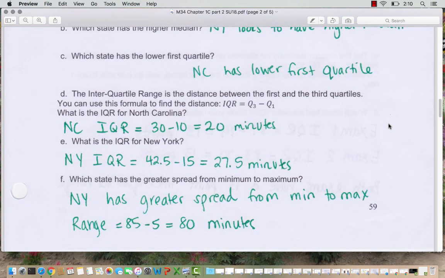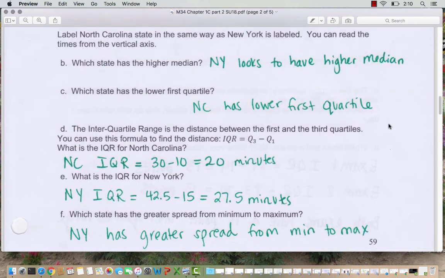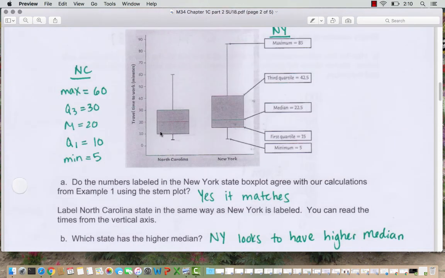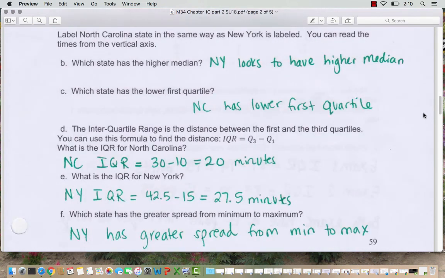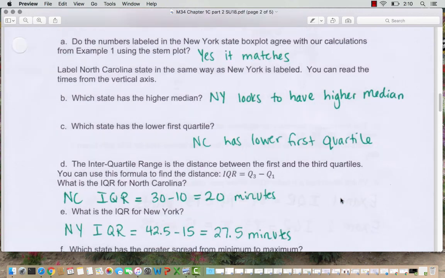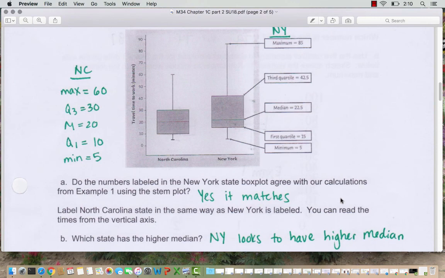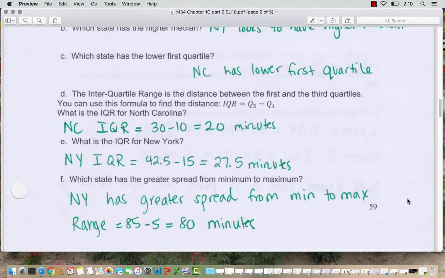So for North Carolina, the interquartile range, or IQR for short, is 30 minus 10, or 20 minutes. And you can see that here, from 10 to 30, that's 20 minutes in there. For New York, if we take our quartile 3, 42.5, minus quartile 1, 15 minutes, we get 27.5 minutes. And with our side-by-side comparison, we do see that the central box for New York looks a bit bigger than the central box for North Carolina.